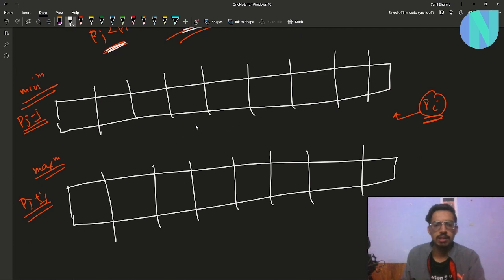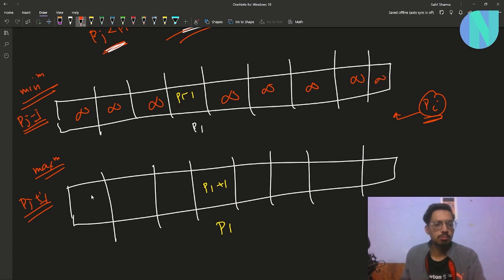So let's say my p1 is lying somewhere here. So here I will update my Pi minus i, my p1 minus 1. Similarly, in my other segment tree, I will update my value p1 plus 1. In my minimum segment tree, all the values will be infinity, right? Initially, all of them will be infinity. Similarly, in my maximum segment tree, all of my values will be minus infinity.